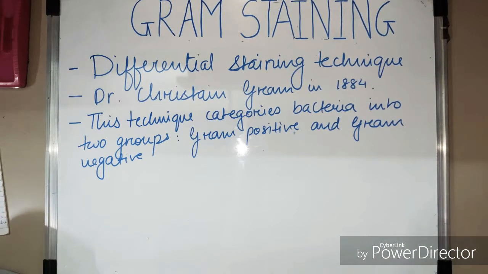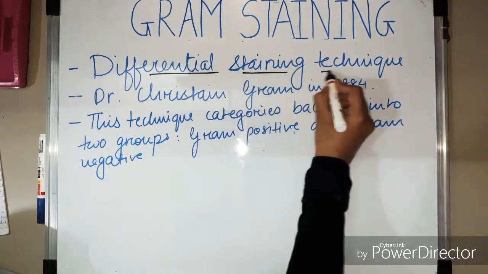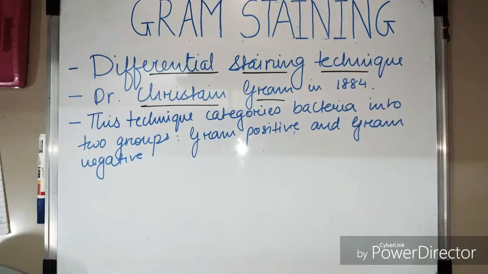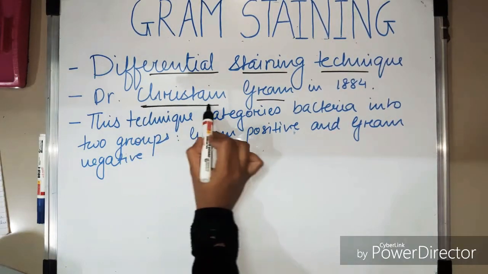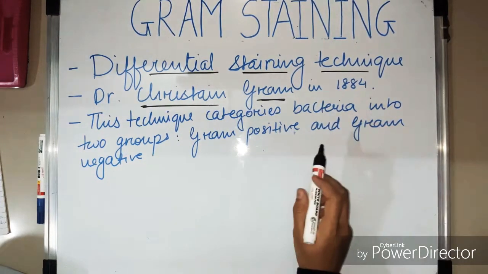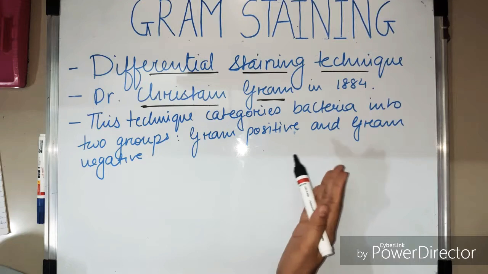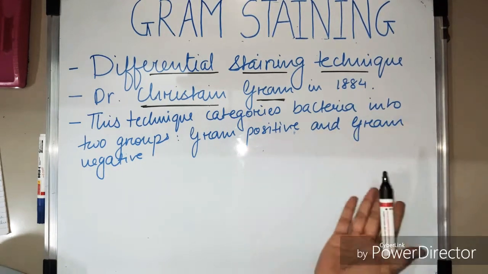So today we'll be seeing about gram staining. Gram staining is the most widely used microbiological staining technique. It is also known as differential staining technique. The gram staining was discovered by Christian Gram in 1884, and hence the name was put forward as gram staining.